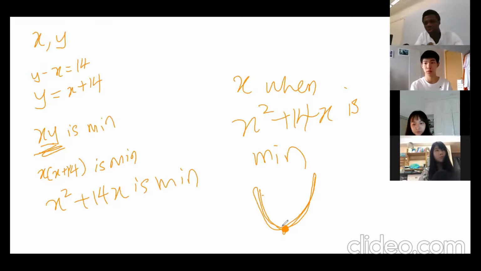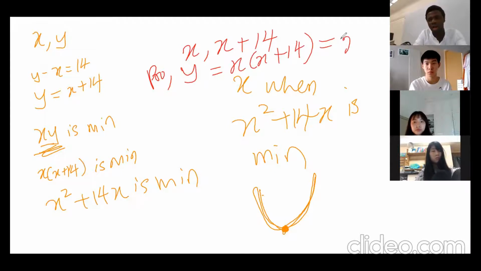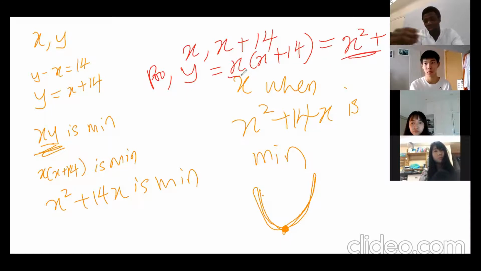But you don't even have to go through x and x plus y. You can simply say, let the numbers be x and x plus 14. They differ by 14, right? So if one is x, the other is x plus 14. And let y be the product. So the product y is equal to x times x plus 14. So the product is a function y equals x squared plus 14x. So when y is minimum, what is x? Because if you know what x is, then you should know what x plus 14 is.